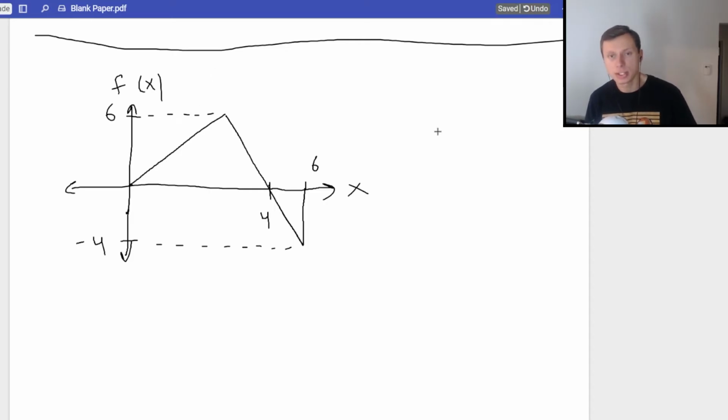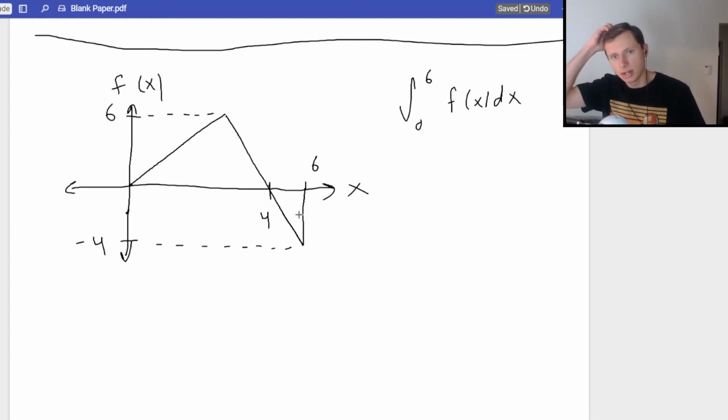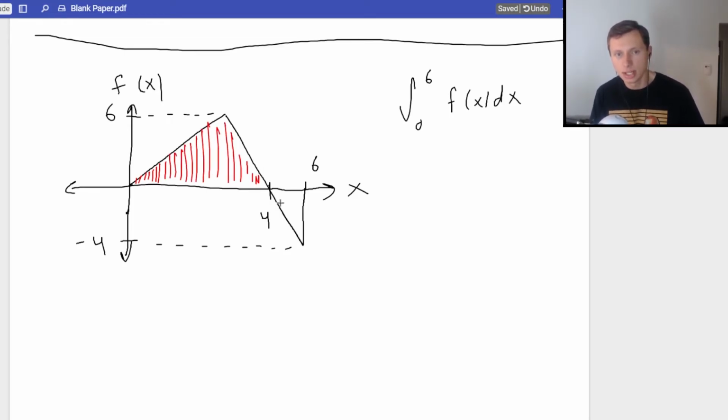Now what I want to ask you to do is, if this is f of x, I want you, without any function, to find the integral from 0 to 6 of f of x dx. So hopefully you see what's going on here. When I ask for an integral of the function, and I don't give you a function, integral just means area under the curve. So if I add the region of these two triangles, then we're good.